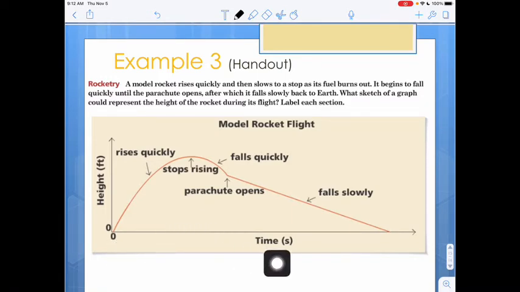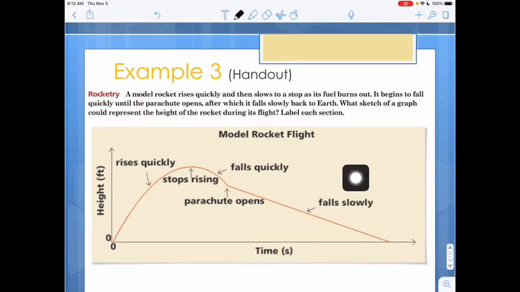part. So notice we're looking at time versus height, and time is the independent variable, meaning we get to pick what time we want to look at, and then the height of the rocket depends on what time it is. So our dependent goes on the y-axis and our independent goes on the x-axis. So if we go back up to the explanation, we have the model rocket rises quickly.